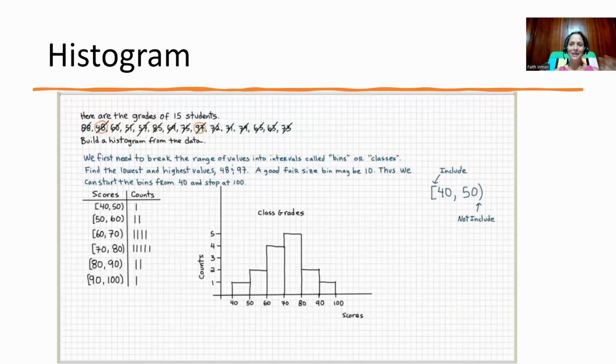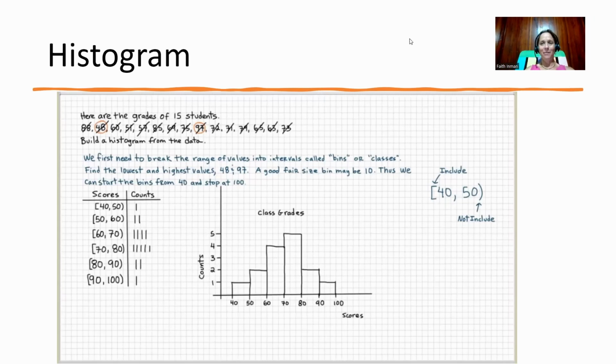Okay, histograms. I want to talk about histograms for a minute because we're going to be using these a lot, and I'm going to take this opportunity to tell you a little bit more about what they are. So let's say you just got the grades on a test from 15 students and you just write down all those numbers, 88, 48, 60, 51, etc. To build a histogram of the data, you first break the range of values into intervals or bins or classes, right? Chunk it up. You find the lowest and highest values, in this case, 48 and 97.